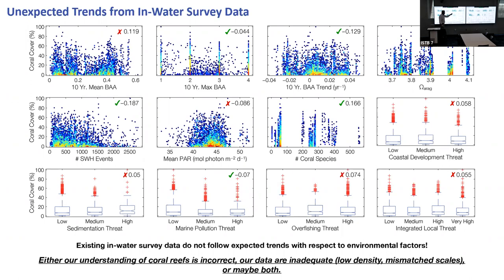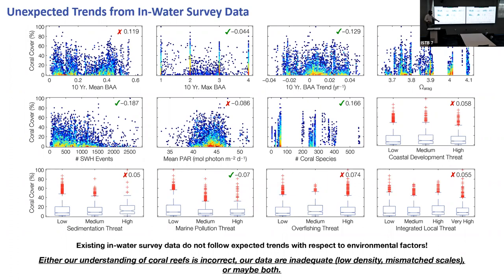Everywhere I have a green check, the trends do follow what we expect. The numbers are Spearman rank correlation coefficients. And they're all significant except this one, statistically, but what does it mean? It's a mess. And that was why we said we need to do coral, because this is all done in water. This is all not done from space or airplanes. This is all done diving.